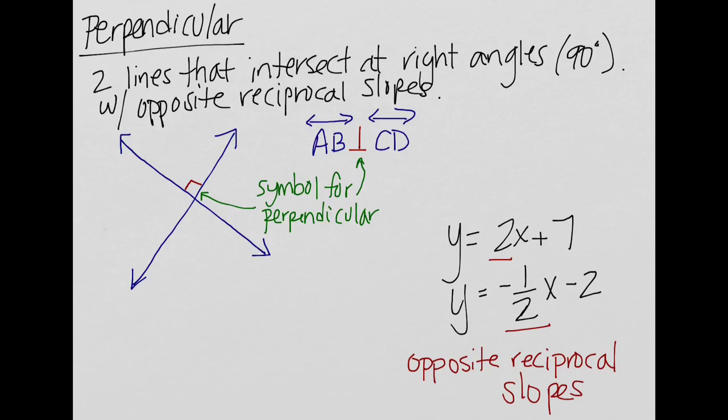So when I say opposite, I want opposite signs. And then reciprocal: 2 over 1 up top, you can put anything over 1, so this is like 2 over 1. The reciprocal of that is 1 over 2. So 2 and negative 1/2 are opposite reciprocals of each other. That's why this is a perpendicular set of lines.